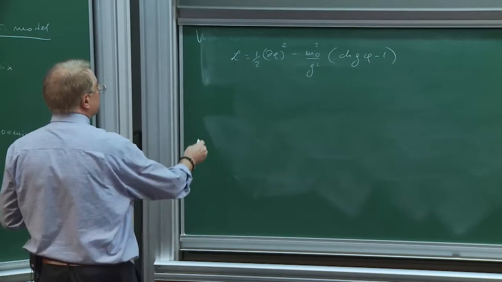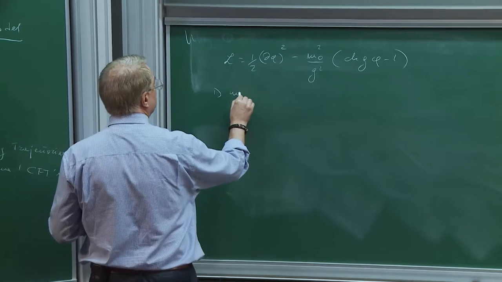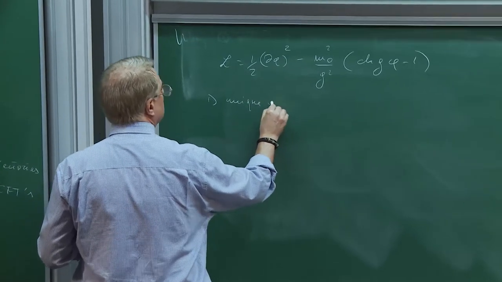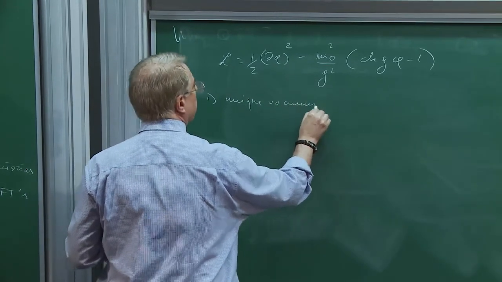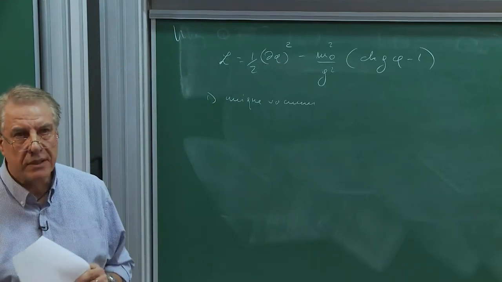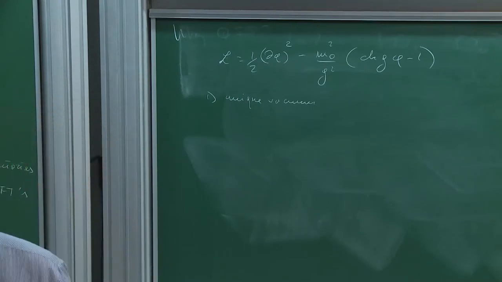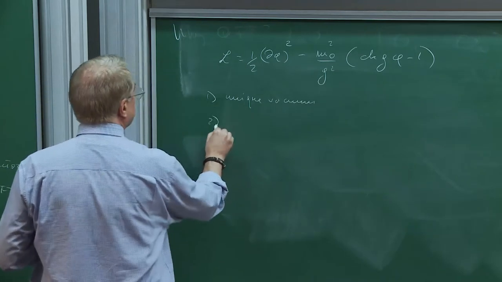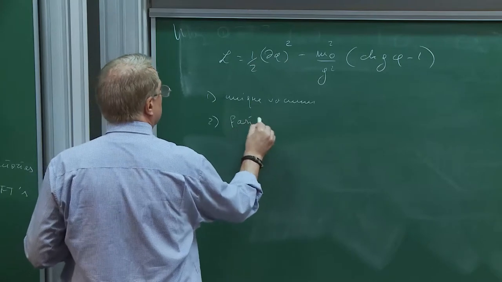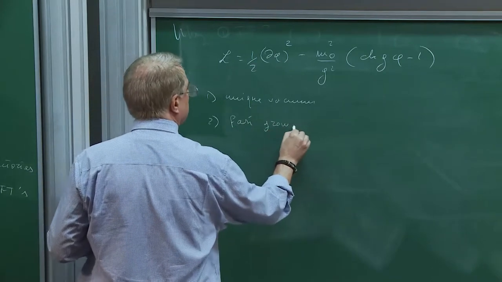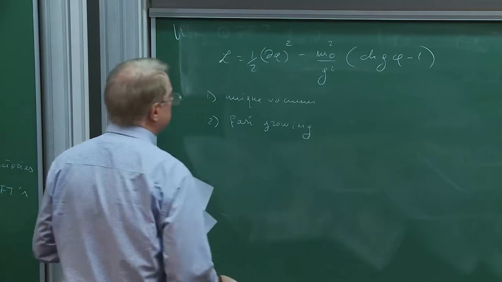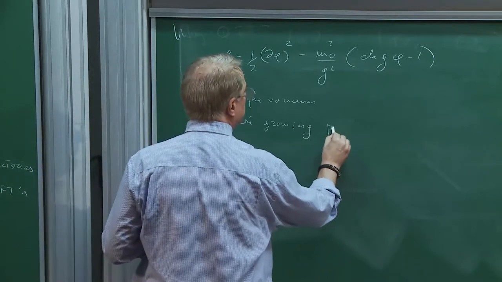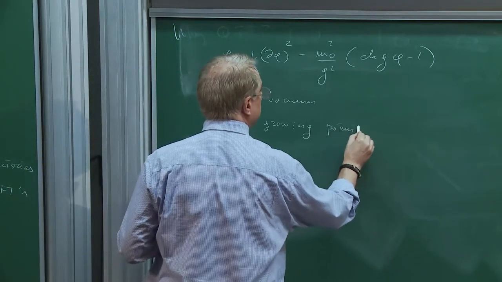Why? Well, several reasons. There is a unique vacuum. So it means that you do not have to worry about hidden sectors, topological sectors, solitons, whatever. Whatever is in the theory seems to be under your eyes. Second, there is a really fast growing potential. This leads you to think that you can simulate this theory very easily.